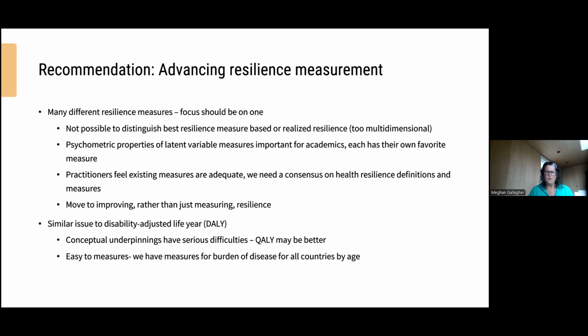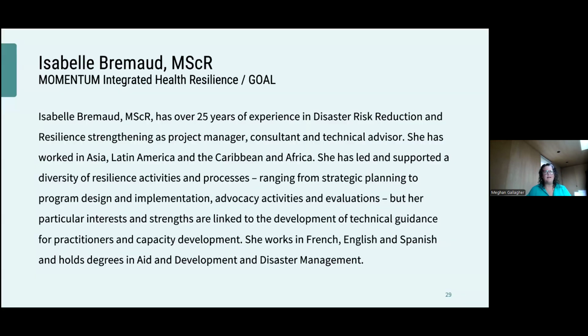We're now going to move into a presentation about doing resilience and what that looks like. And so I'm going to, can you advance the slide, please? Introduce my colleague, Isabelle Brumeau. She has over 25 years of experience in disaster risk reduction and resilience strengthening as project manager, consultant, and technical advisor. She's worked in Asia, Latin America, and the Caribbean, as well as Africa.